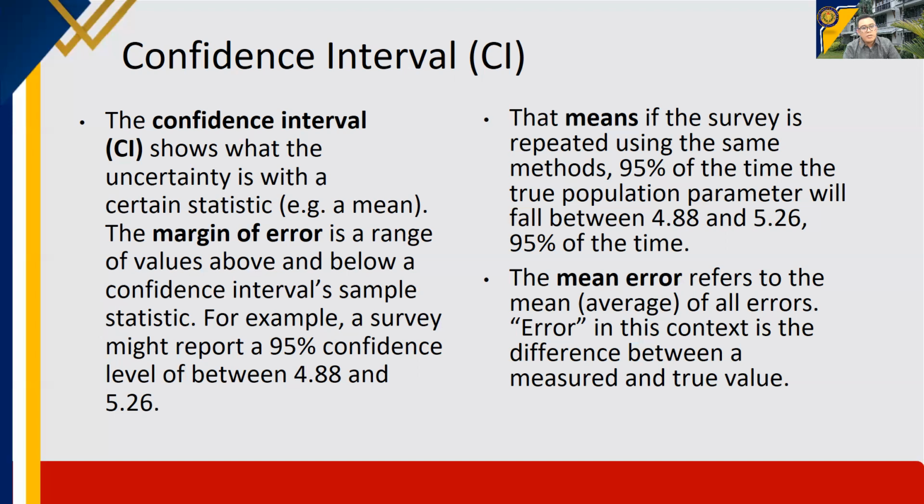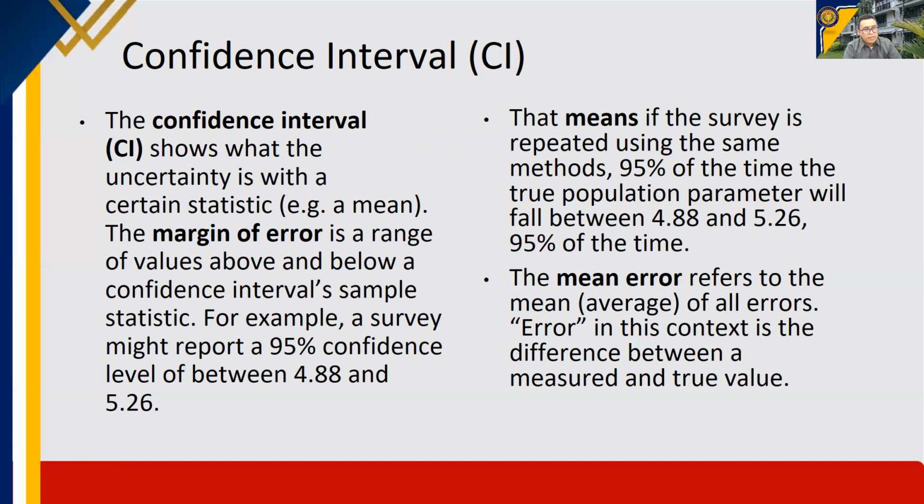The mean error refers to the mean or average of all errors. Error in this context is the difference between a measured and the true value. So in other words, a 95% confidence interval is frequently used in this case. This means that we draw, for example, 20 random samples and calculate the 95% interval for each sample using data in that sample.